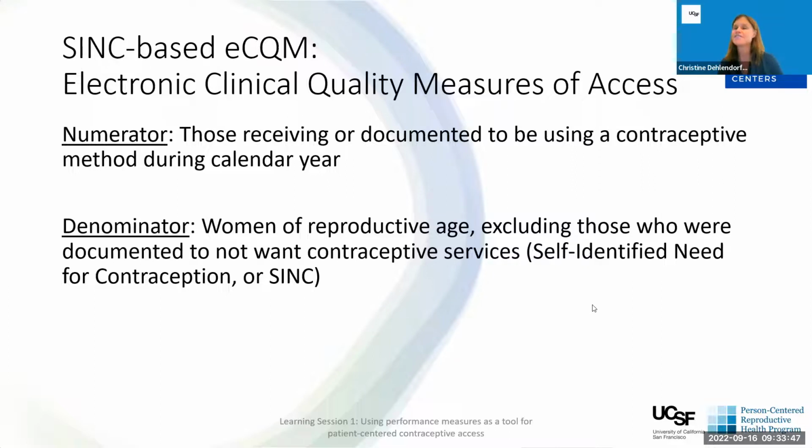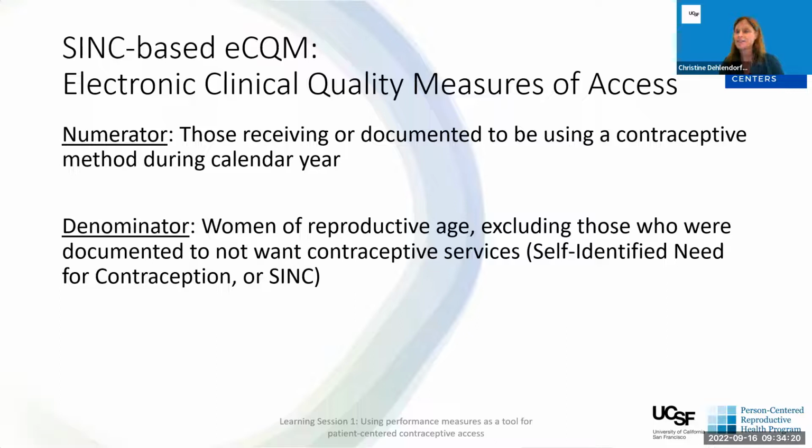And overall, this is designed to serve as a proxy for access, because you can't go in and do ethnography at every clinic to see if every patient is having access. This is a way to capture this in as feasible and patient-centered a way as possible. So you all will be getting this data. The numerator is those receiving or documented to be using a contraceptive method during the calendar year, recognizing that it's about patients getting their needs met and you knowing that they've gotten their needs met, as opposed to necessarily you being the one to put in the IUD.